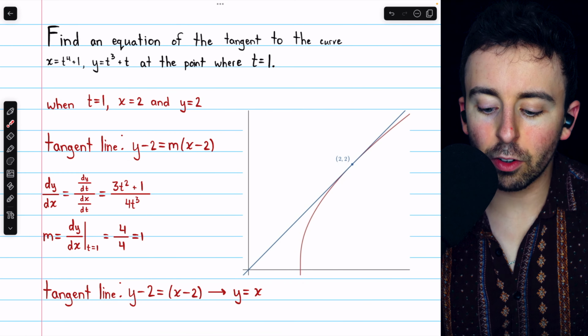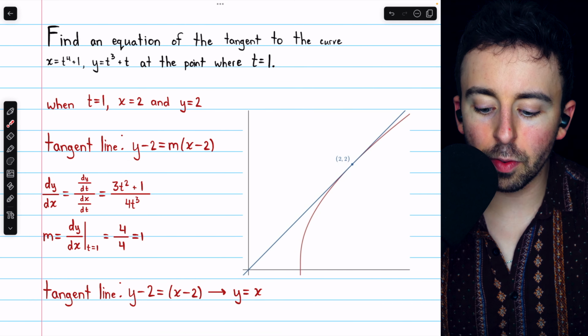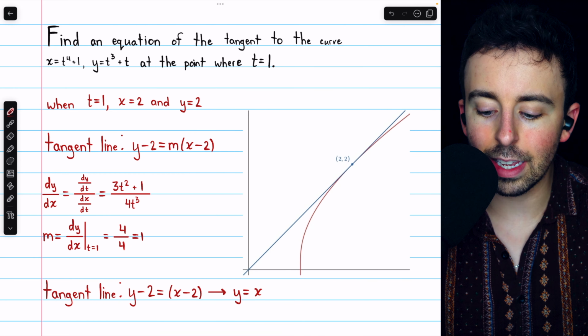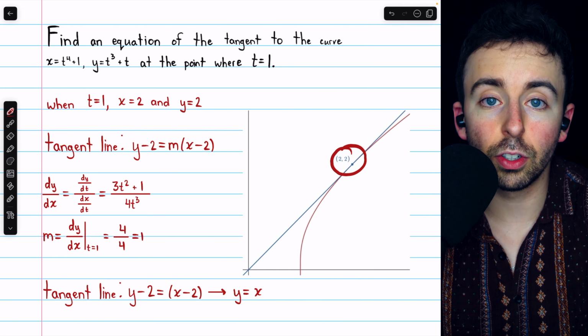And there it is in a picture. In red, we have our curve, and the tangent line is in blue. You can see the point of tangency where t equals 1 at the point (2, 2).